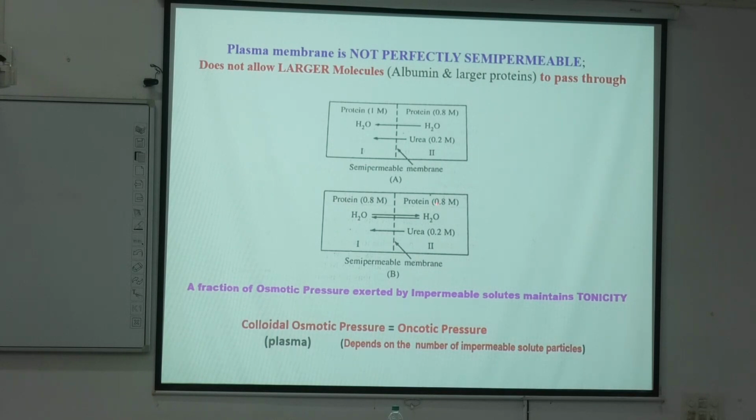This is isotonic, but this is hyperosmotic. So, colloidal osmotic pressure, which you will be reading, that is in the plasma. Many a time you will see that it is not written colloidal osmotic pressure, but oncotic pressure. The reason is that it is because of the plasma proteins which are impermeable.